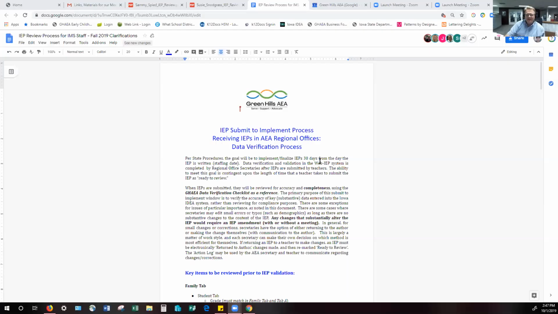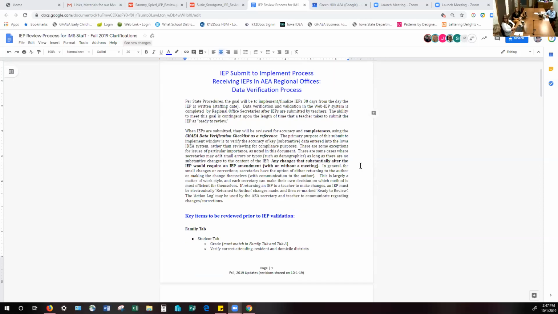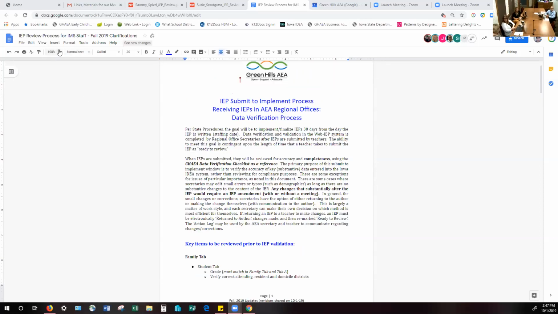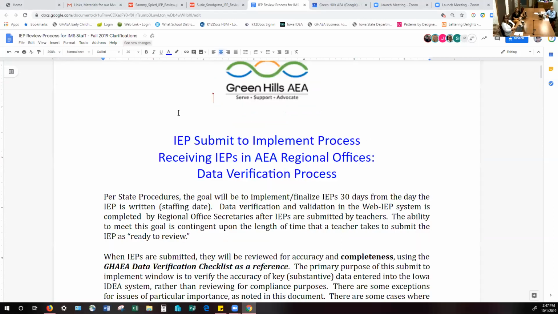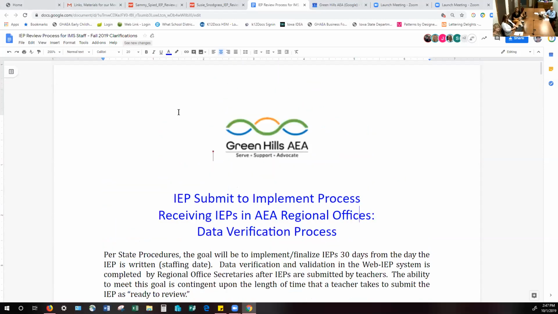So I'm going to share Kieran's screen, and so now is everybody seeing the IAP submit to implement? I bet you are. Yes. Could you enlarge? Can you enlarge? Yes. For those of us who are older in the room. I can't read that one, but I have it on my screen. Look at that. Okay. All right.